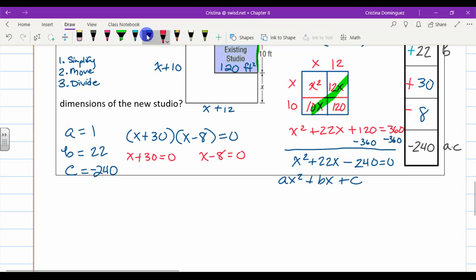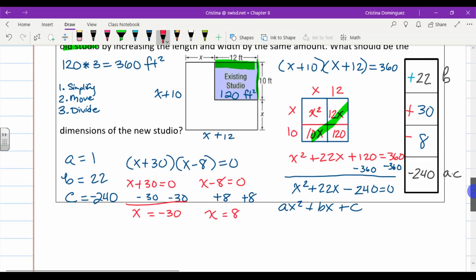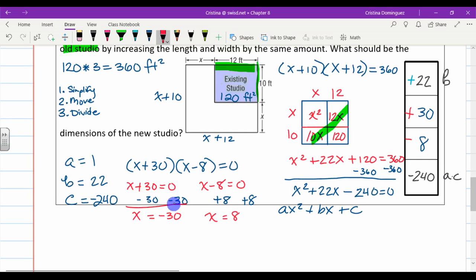Okay, here all we have to do is subtract 30, minus 30. Here I'm going to add 8, add 8. We're doing the additive inverse. And I result in x is equal to negative 30 and x is equal to positive 8. So when we look at this, although both mathematically will work, which one is logical?